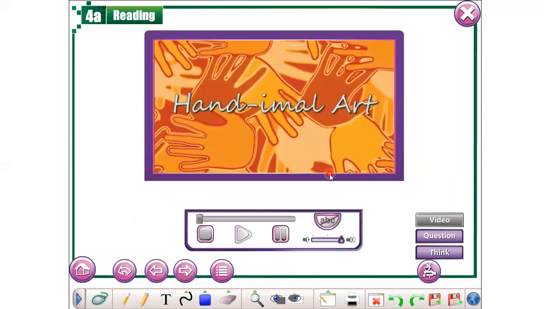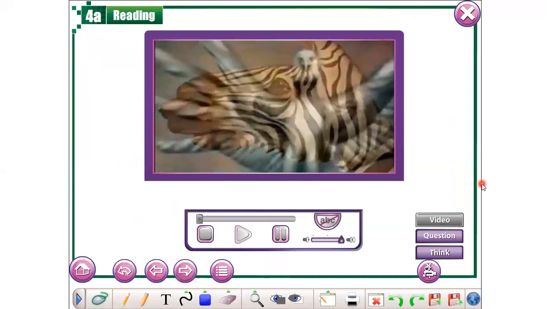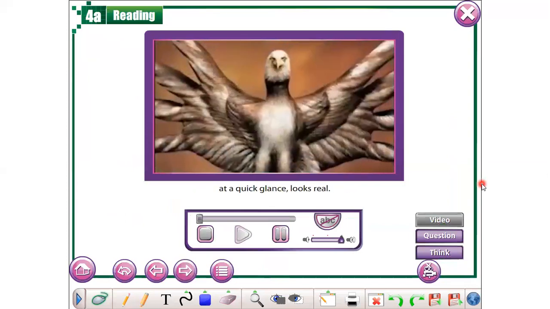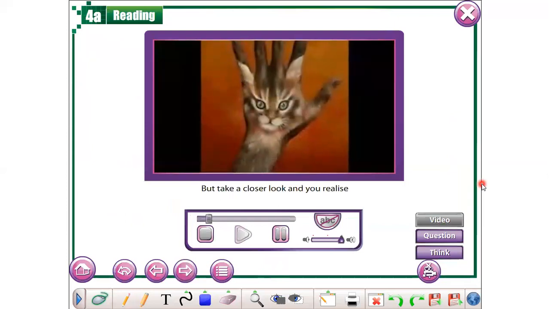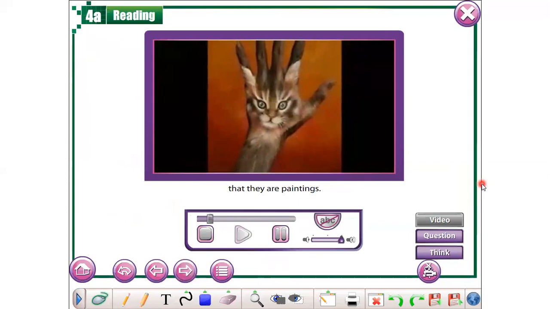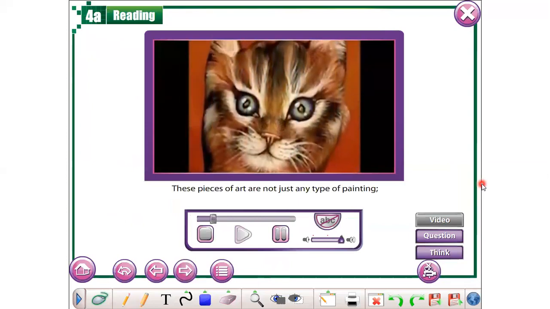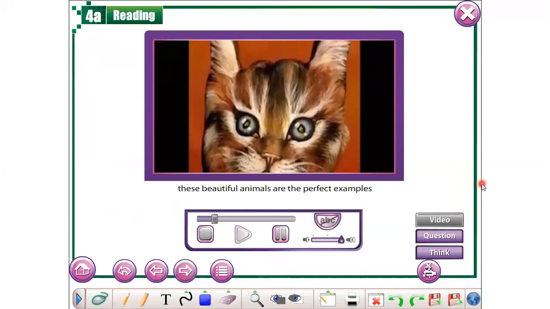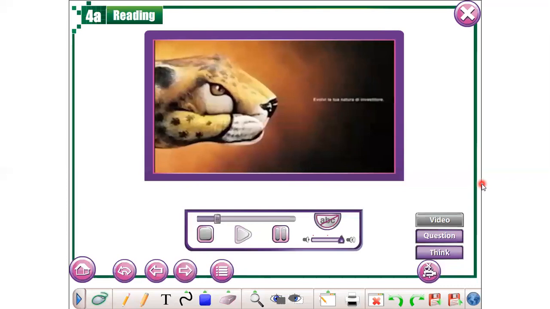Hand-emal art. These could easily be mistaken for a photograph of a zebra. Everything about these painted animals, at a quick glance, looks real. But take a closer look, and you realize that they are paintings. These pieces of art are not just any type of painting. These beautiful animals are the perfect examples of hand-emal art.